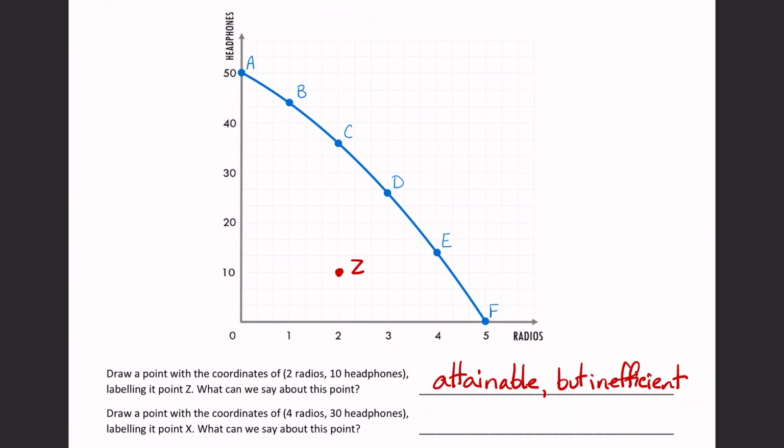Now it says, let's find a point that is 4 radios and 30 headphones. That'd be a point approximately right here. We're going to call that point X. And it says, what can we say about that point? Well, since that point falls outside of our production possibilities curve, we can say it's impossible. We can't achieve that point because we don't have the resources available to us.